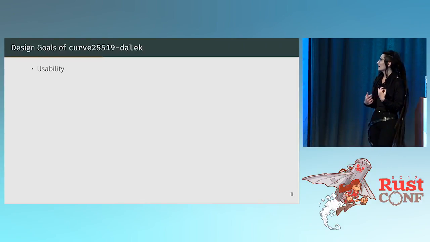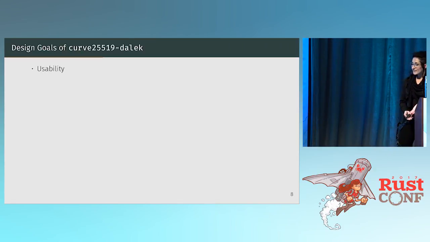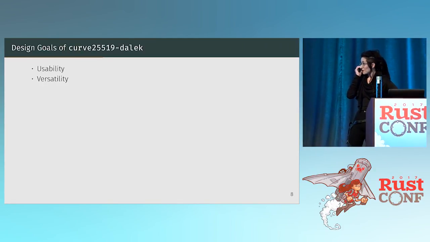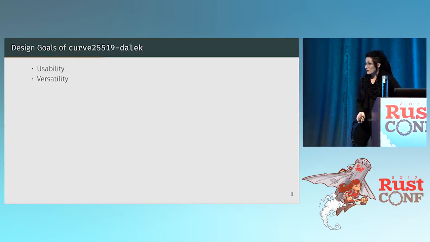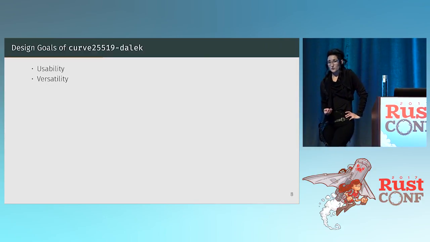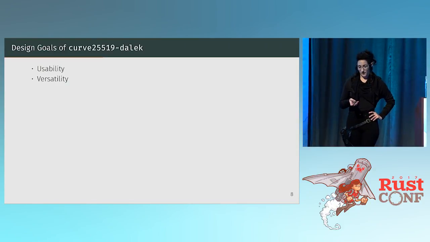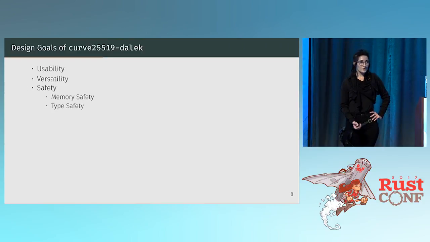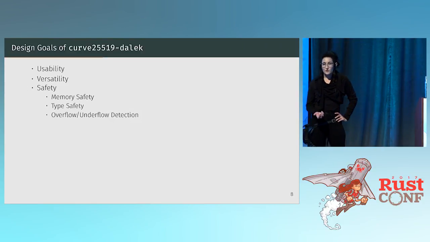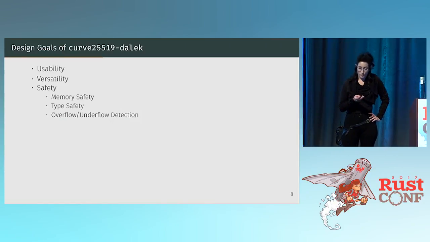So we didn't want to do this in C, obviously. So we started working in Rust. The design goals of our library were that it should be usable for other cryptographers to implement their protocols. It should be fast to write, essentially the same as writing a Sage script. It should be versatile, so you shouldn't only be able to write a signature scheme or a key exchange, but almost any type of cryptographic protocol.